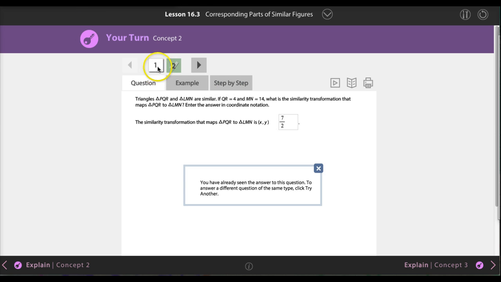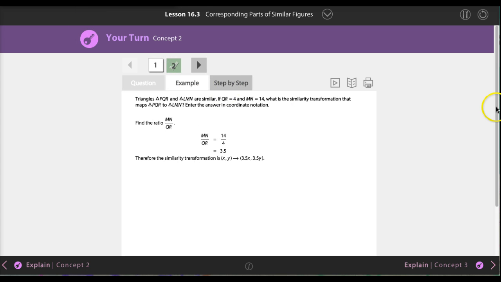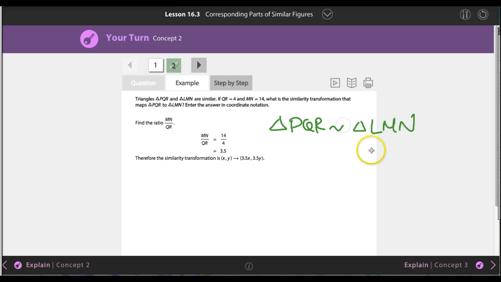I got question number 1 wrong over here. So let's make sure that I explain this to you, right? So anyway, let's take a look at the question. Well, I'm showing you the answer as well. Triangles. So first of all, we have triangle PQR and triangle LMN, and they are similar to each other. QR is 4 and MN is 14.